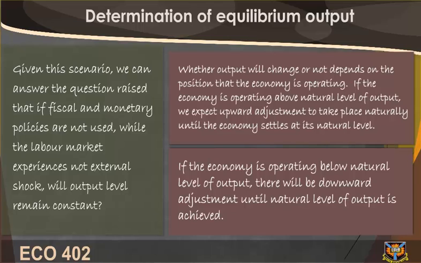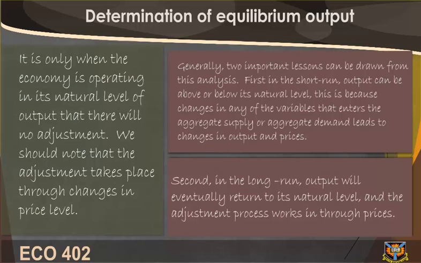If the economy is operating below natural level of output, there will be upward adjustment until natural level of output is achieved. It is only when the economy is operating in its natural level of output that there will be no adjustment. We should know that the adjustment takes place through changes in price level. Generally, two important lessons can be drawn from this analysis.